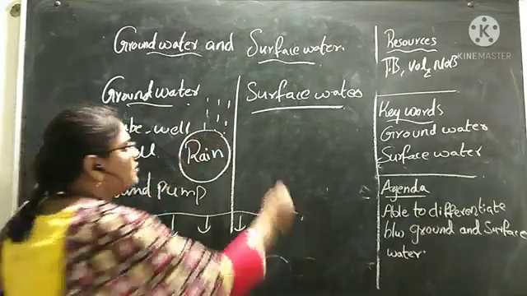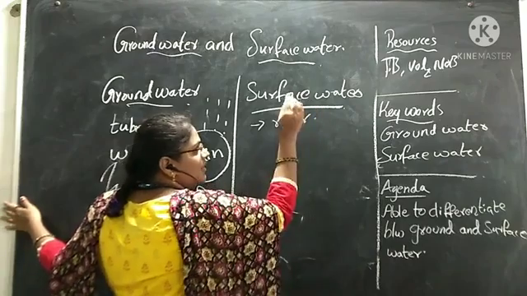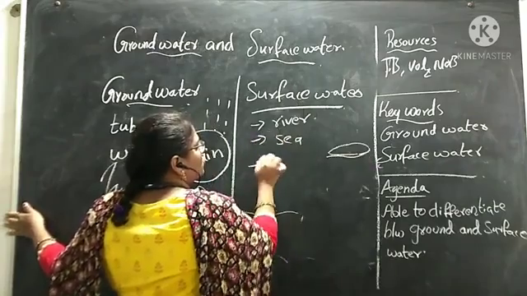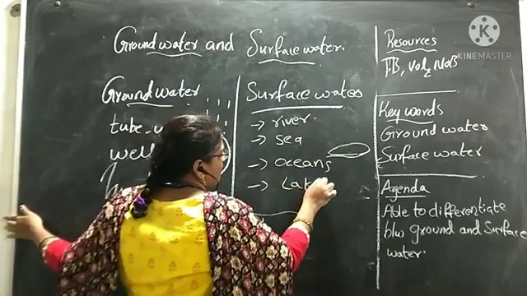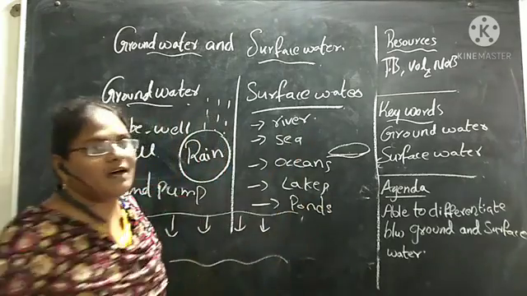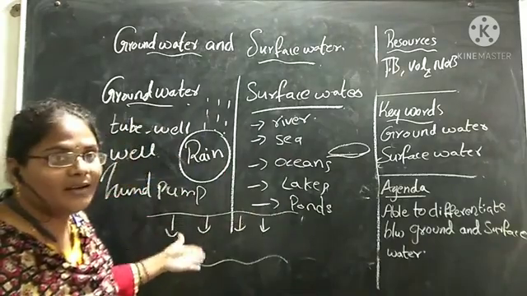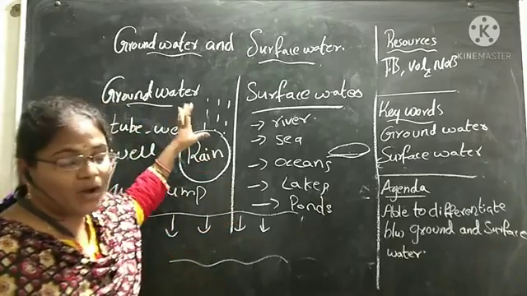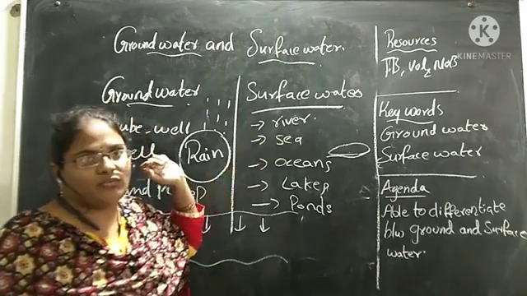And surface water, we can see the water on the land like rivers. Can you see? On the surface of the land only. Yes or no? Sea, ocean, lakes and ponds. All this we can see with our eyes on the surface of the land. Can you see the water under the surface of the land? Under the ground, can you see? No. But what are the sources of the water we are getting? We are getting the water from the ground and the surface of the land.